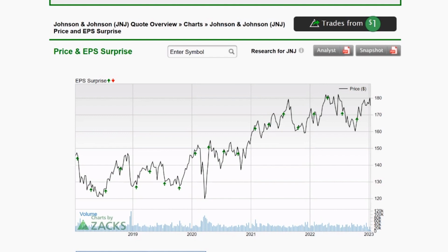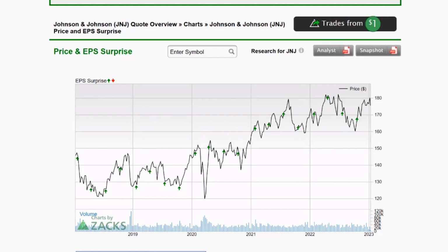Now, this one is even more impressive than you might think because that big downturn there in 2020 was the start of the pandemic. Many companies missed in that first quarter there and subsequent quarters after that because things in the global economy were so messed up. But Johnson & Johnson did not. So that's what is impressive about this chart.